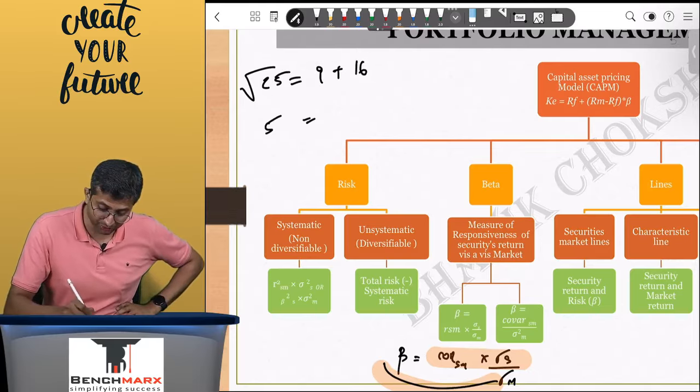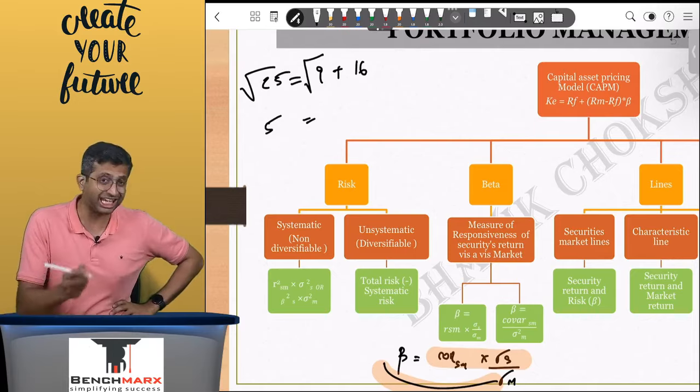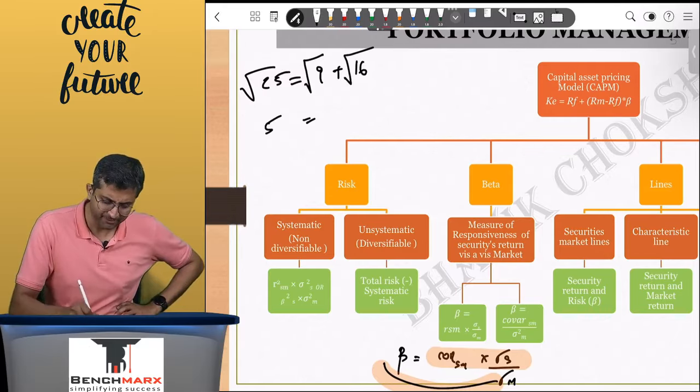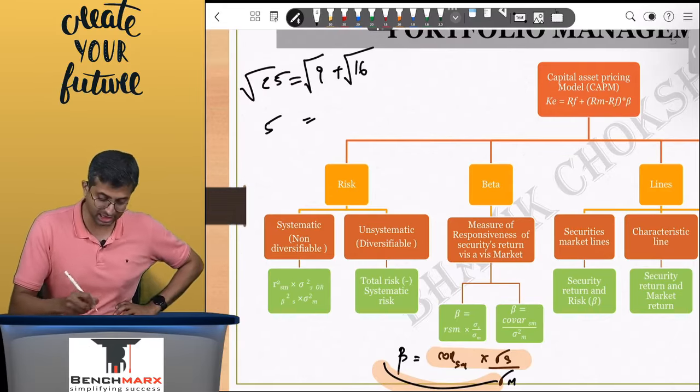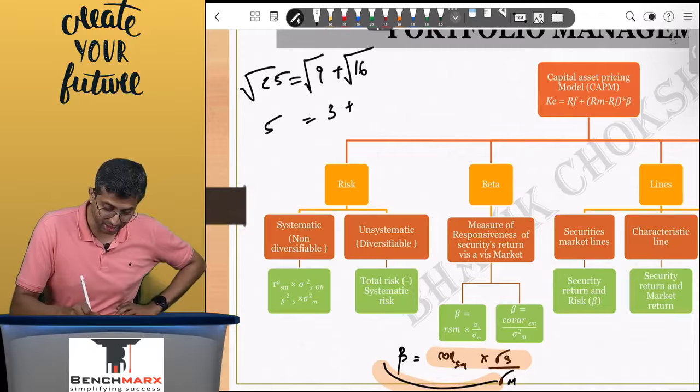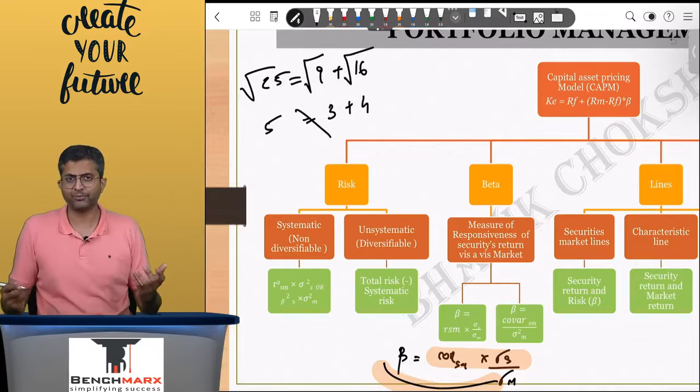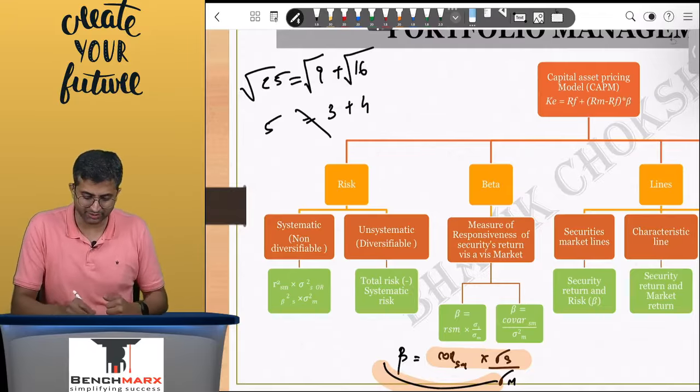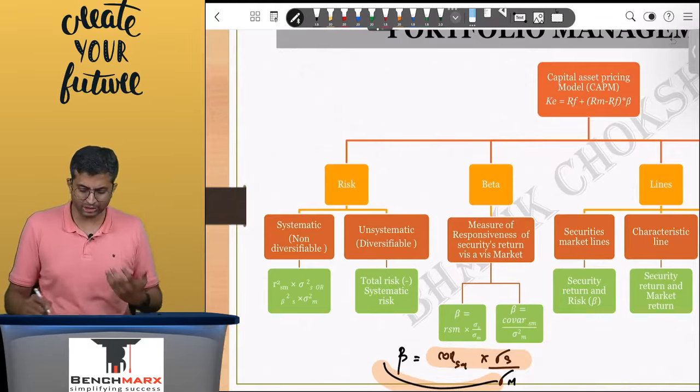However, if you make an error that you square root 9, which is, let us say, the systematic risk, and then square root 16, then you will get a wrong answer. You will get something like this, which is not equal. And this is something that you must have studied in elementary school.